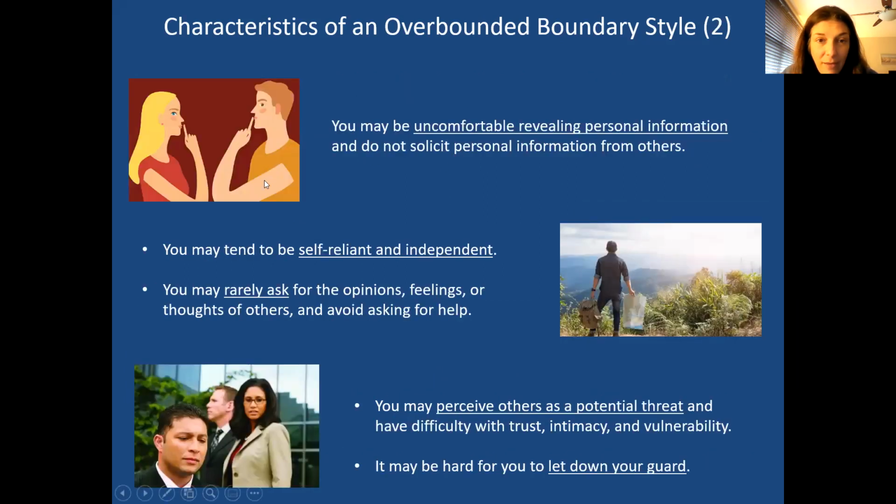Next, you might be uncomfortable revealing personal information, and you don't solicit personal information from others. It's kind of like, I'm not letting much out and I'm not letting much in. In contrast to underbounded, where your boundaries are too loose, where you let in too much and let out too much, with this one there's not much coming in or out. It's hard for people to get to know you. It's hard for you to get to know other people, because maybe you don't want to open up too much and get them to be intrusive.